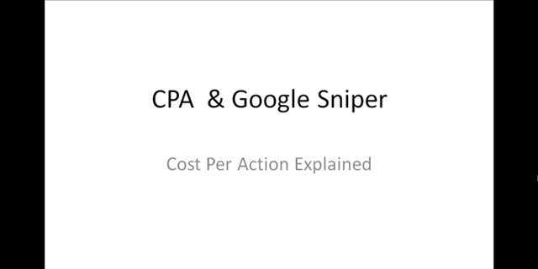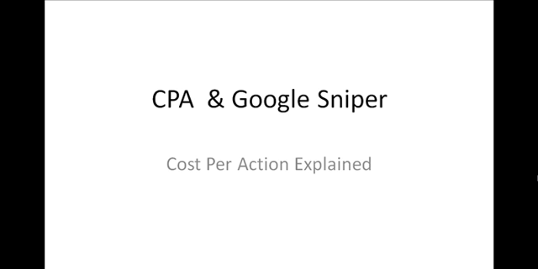We're going to be talking about CPA and Google Sniper and how you can sort of integrate them together. Okay, so cost per action is a pretty big thing right now in internet marketing. Everyone's looking to get into it, start marketing CPA offers, and I want to show it to you, and I'll explain it to you as well for those of you that don't know what CPA is. No one ever seems to actually explain what it is, so I'm going to take care of that.